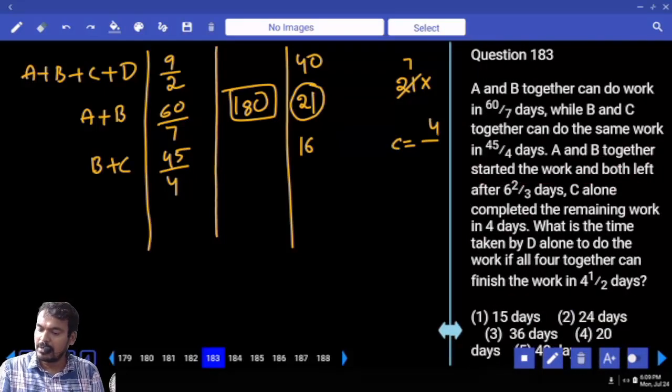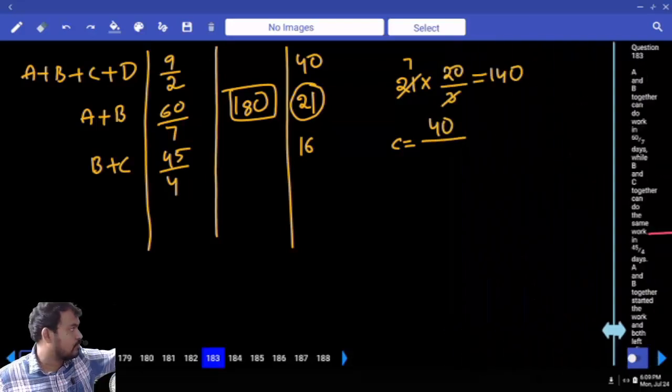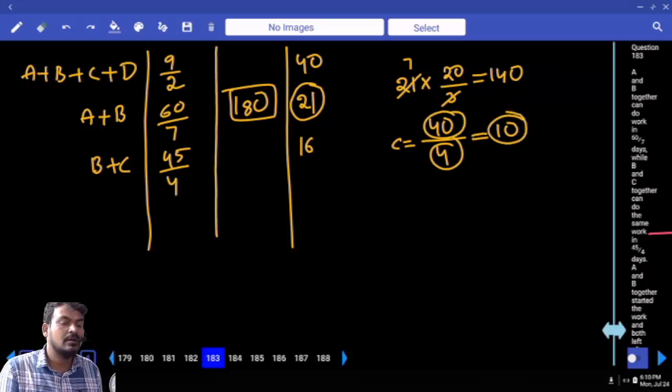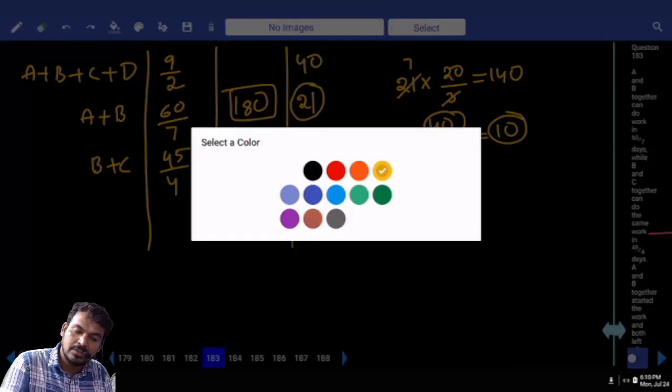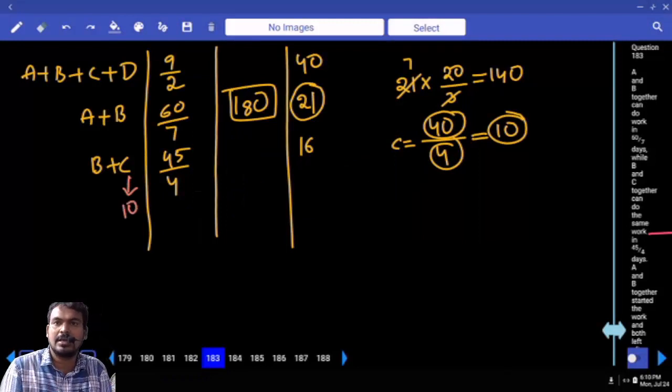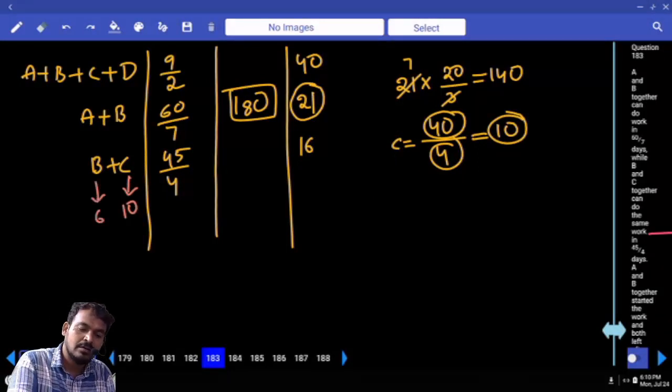But C can complete the remaining work in how many days? 4 days. Remaining work 40. It is completed in 4 days, means what is the C efficiency? 10. 4 days work is 40. What is the per day work? 10 parts. Means C efficiency is 10 parts. But B plus C is 16, means B efficiency is 6 parts. And B efficiency 6 parts means what is the A efficiency? 15 parts.